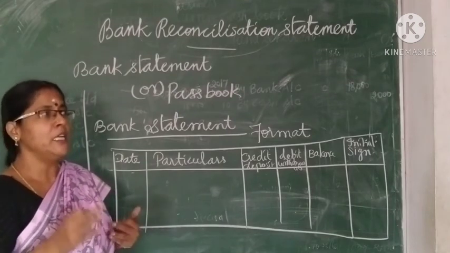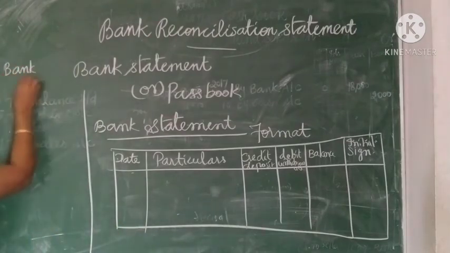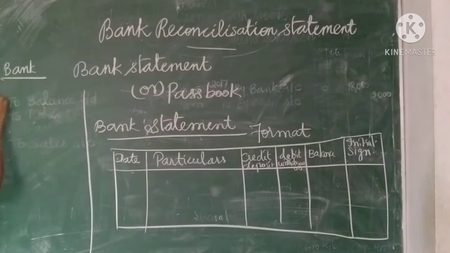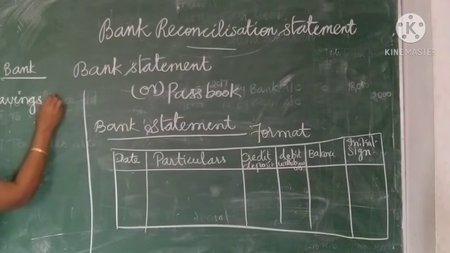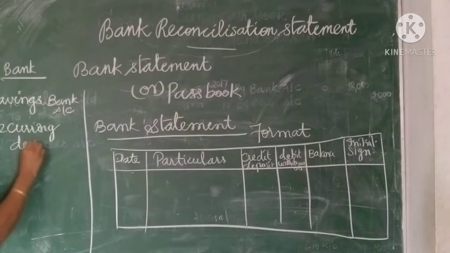You know very well about the savings account, isn't it? What are all the accounts we are maintaining with the bank? Savings bank account. In commerce, we have studied about the savings bank account. We are going to save the money for a rainy day, isn't it? Then recurring deposit account. We are saving for further improvement, further studies, or to meet any heavy expenses. For that we are depositing the money in a recurring deposit.